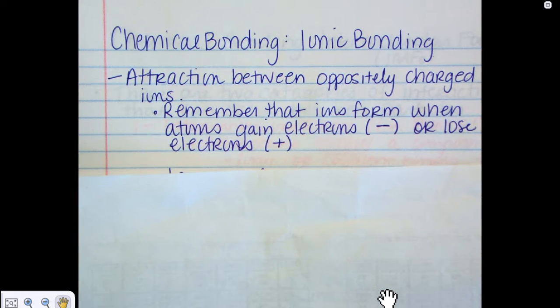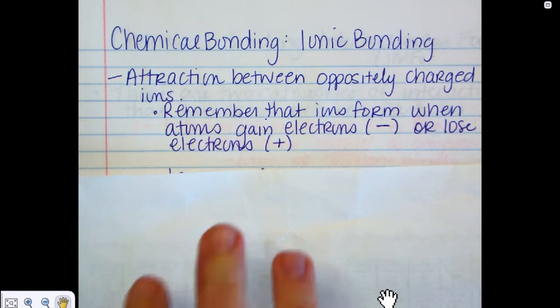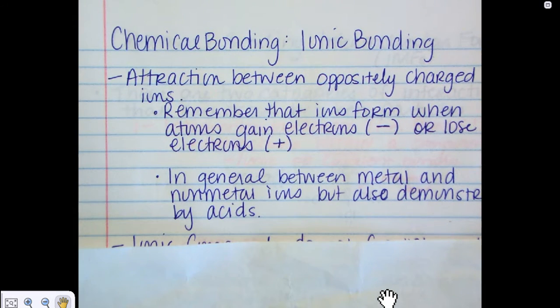And remember that ions form when atoms gain electrons and they become negative ions because electrons are negative, or lose electrons and become positive ions because we now have more protons than electrons. In general, we see ionic bonding between metals and nonmetals, but we can also have ionic bonding with acids because remember, acids are governed by the fact they have an acidic hydrogen, a positive one hydrogen. And so because we're dealing with a charge, even though with acids we're dealing with mostly nonmetals, they follow ionic convention because of the positive and negative nature of that bond.